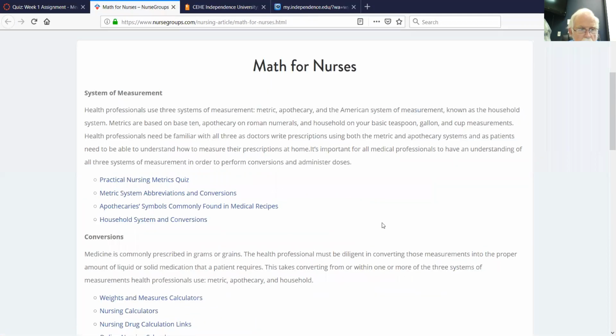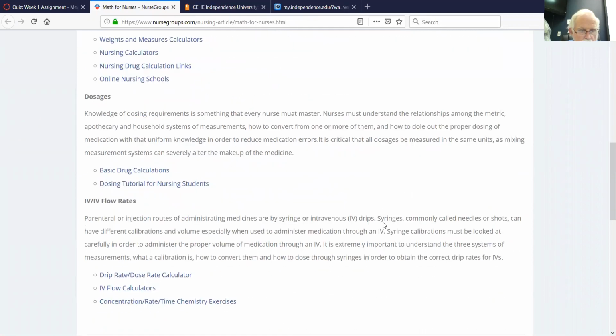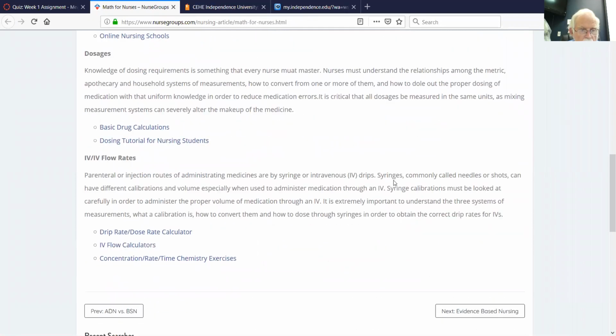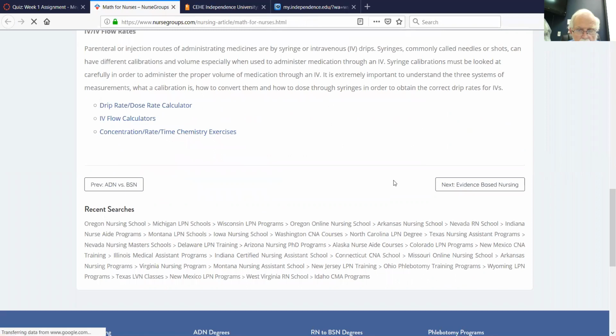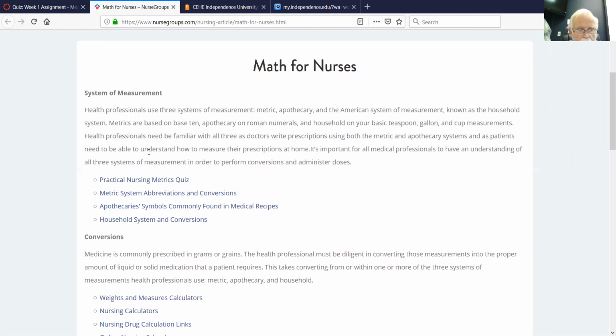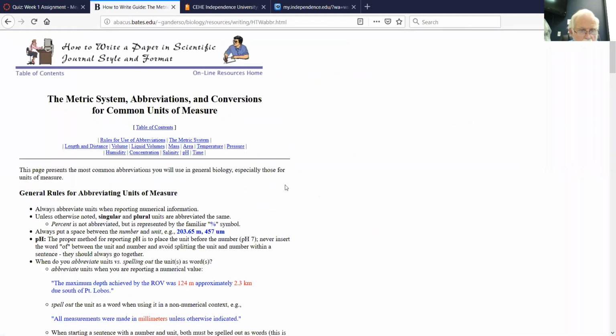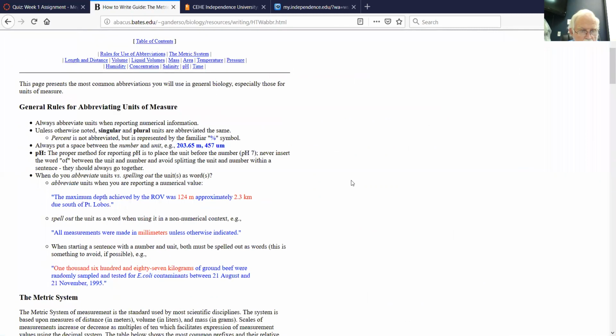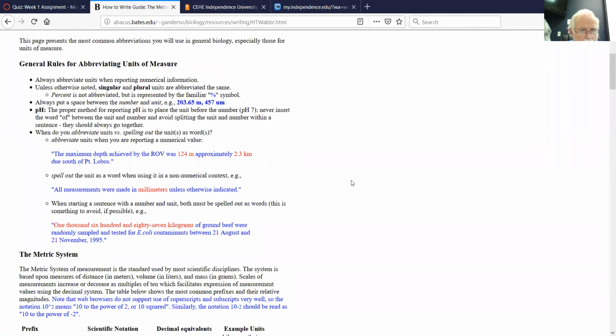If we start down here, there's a lot of information that you can reach by clicking on these things. So these are good practice. We want to look at metric system abbreviations and conversions.